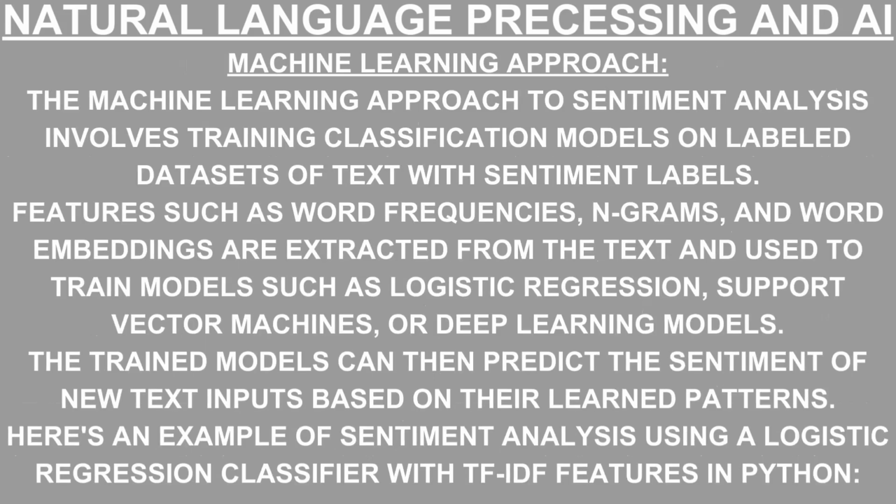Machine learning approach. The machine learning approach to sentiment analysis involves training classification models on labeled datasets of text with sentiment labels. Features such as word frequencies, n-grams, and word embeddings are extracted from the text and used to train models such as logistic regression, support vector machines, or deep learning models. The trained models can then predict the sentiment of new text inputs based on their learned patterns. Here is an example of sentiment analysis using a logistic regression classifier with TF-IDF features in Python.